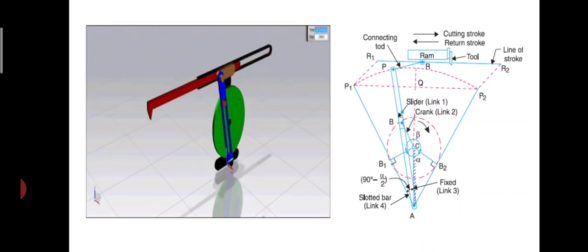See here the animation of the crank and shaper lever mechanism. Red color is the ram, orange color is the connecting rod, blue color is the slotted bar, green color is the crank, okay.